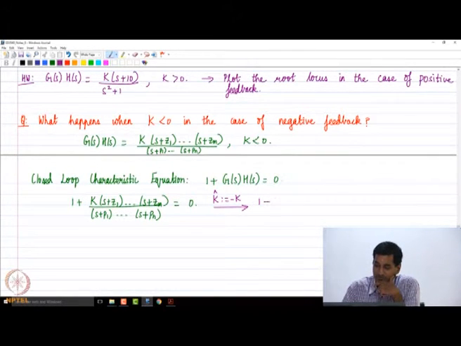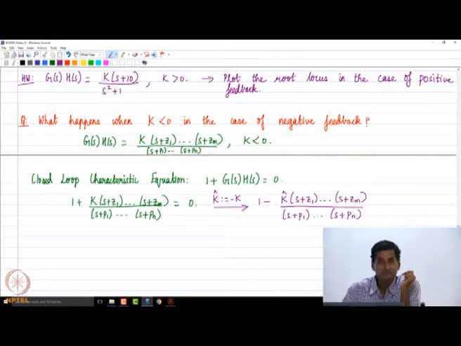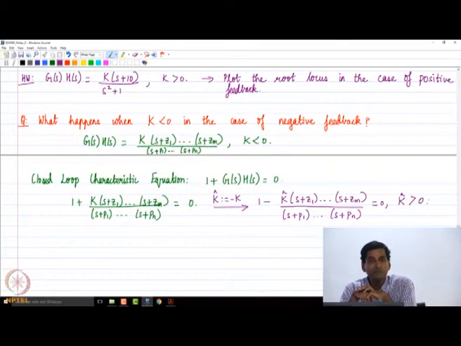So the same closed loop characteristic equation now becomes 1 minus k hat (s plus z1) till (s plus zm) divided by (s plus p1) till (s plus pn) equals 0, but k hat is now positive. Now the answer is obvious, right? So what do we need to do? We need to follow the steps that we discussed today. See, this looks like a closed loop characteristic equation of a pseudo positive feedback system with a positive parameter k hat.